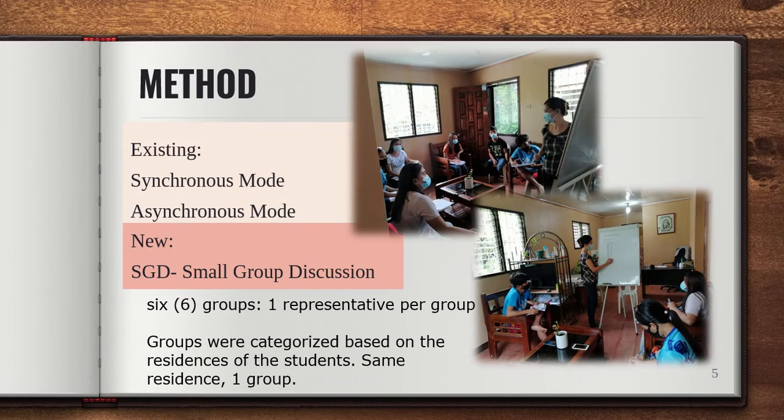So for the method, the existing ones I used, which I mentioned earlier, were the synchronous mode and asynchronous mode, while the new one is the SGD or the small group discussion. We ended up dividing the class into 6 groups: Salvacion, Manalo, Union, Pasian, Poblacion East, and Poblacion West were the identified groups, which are all barangays or little communities in the town of Moncayo, Davao de Oro, Philippines. Each group selected one representative to join the small group discussion with the instructor. As you can see in the pictures, these are the representatives and the instructor, who is me.